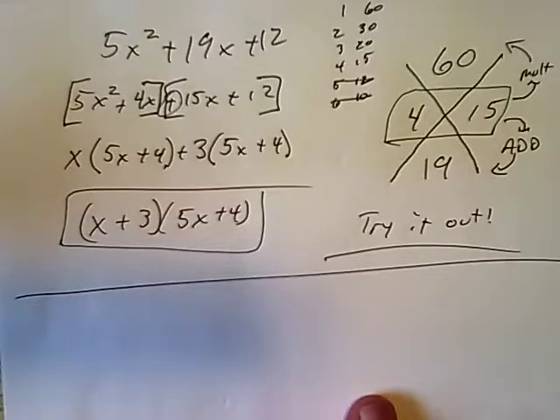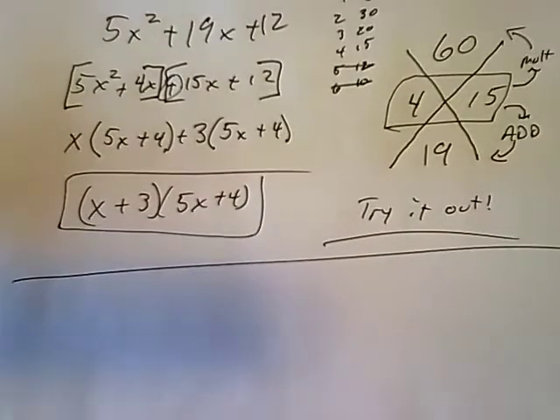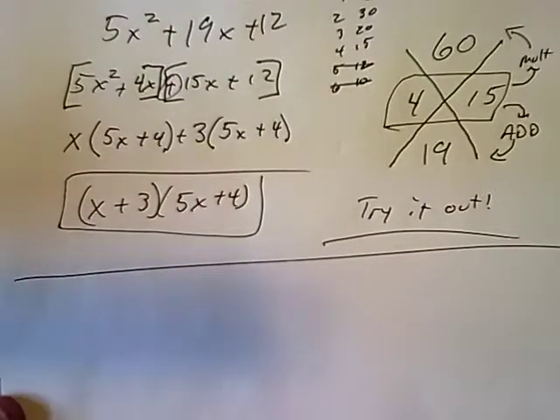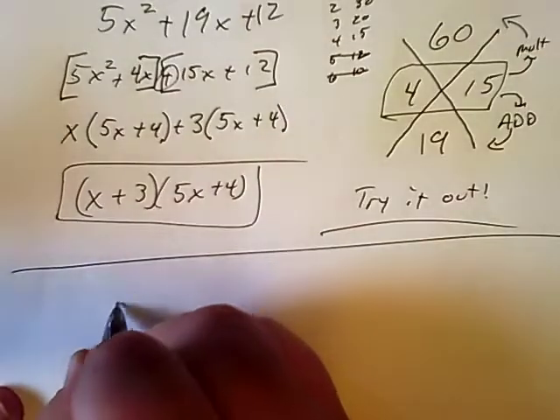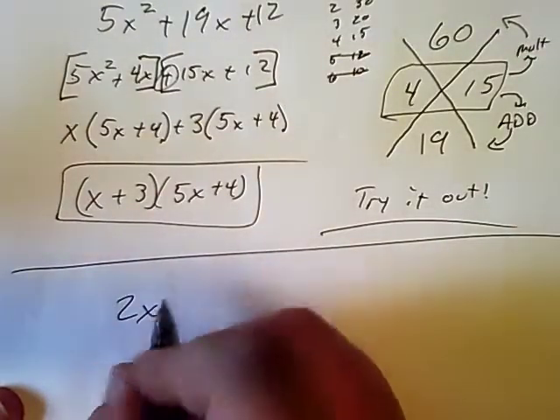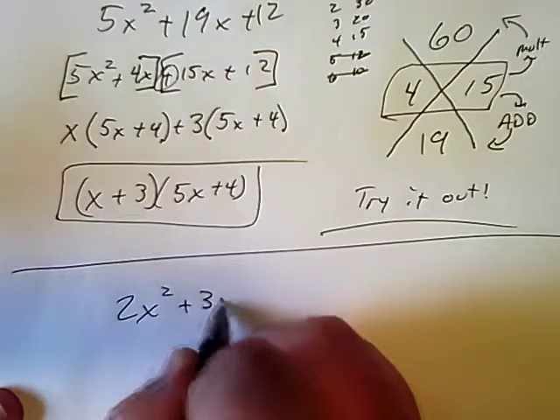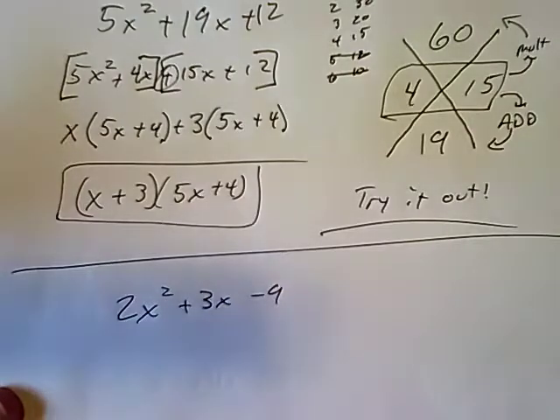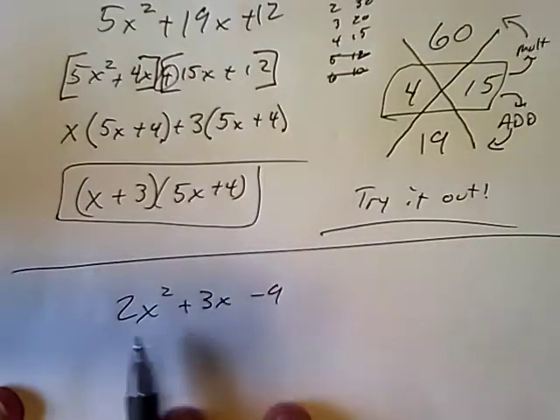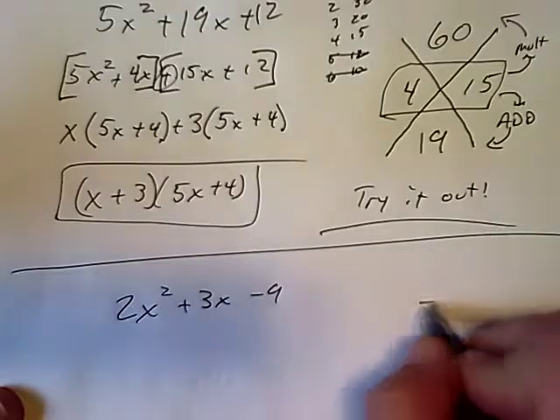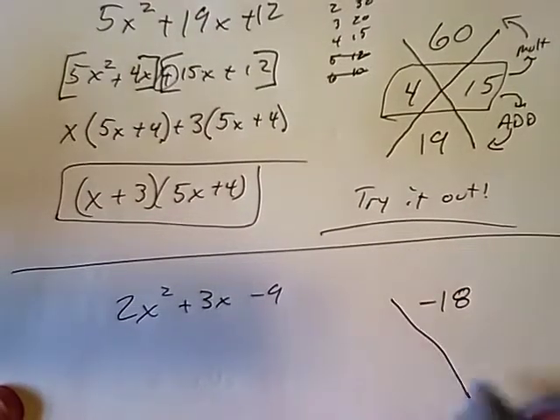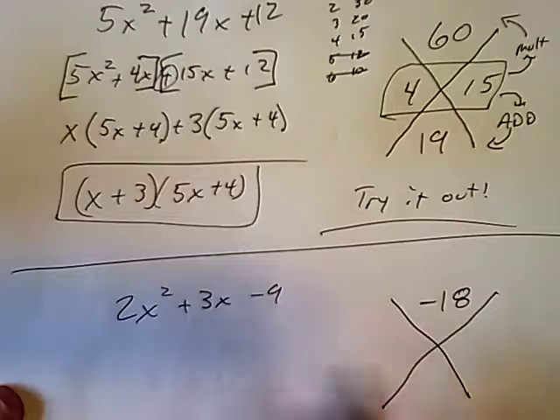All right, I'm going to do one more. Yeah, we got time for one more. So let's go with 2x squared plus 3x minus 9. Again, 2 times negative 9 gives me a negative 18, and I want to add to 3.